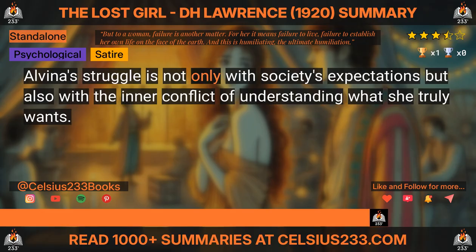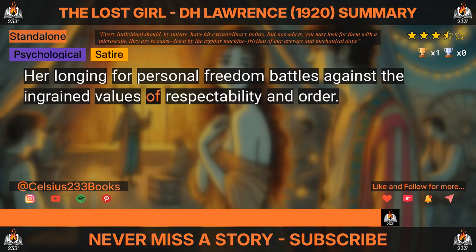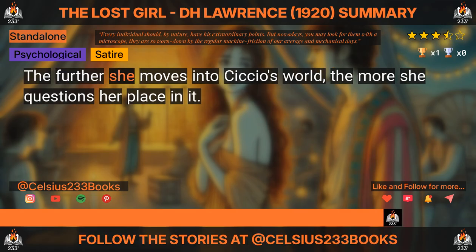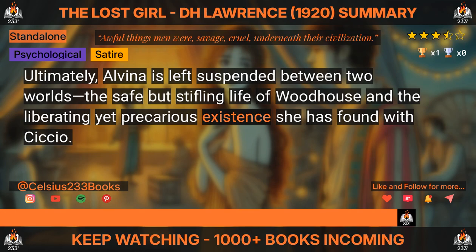Alvina's struggle is not only with society's expectations, but also with the inner conflict of understanding what she truly wants. Her longing for personal freedom battles against the ingrained values of respectability and order. The further she moves into Cixio's world, the more she questions her place in it. Ultimately, Alvina is left suspended between two worlds, the safe but stifling life of Woodhouse and the liberating yet precarious existence she has found with Cixio.